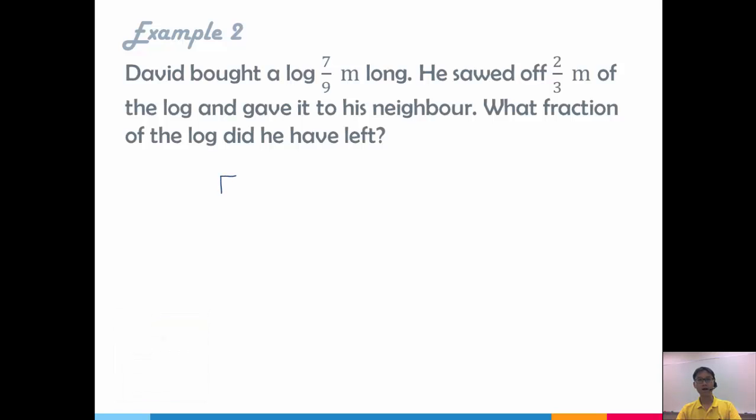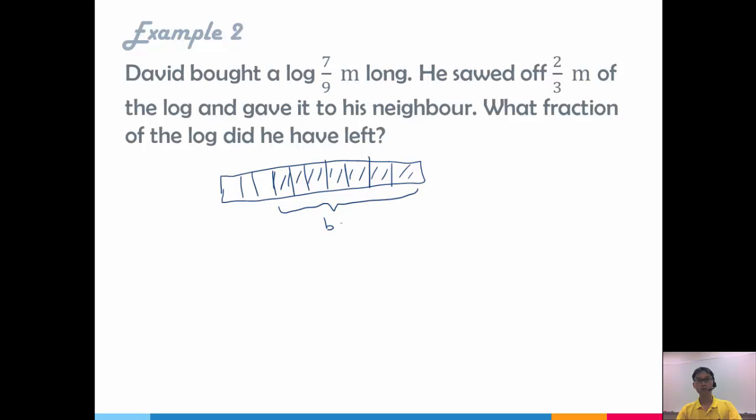So let's try and draw the model to help us visualize how it looks. So I have 7/9 meter, which means I have 9 equal parts. 1, 2, 3, 4, 5, 6, 7, 8, 9 equal parts. Alright, so I got 7. So this is how much he bought, 7/9 meter.